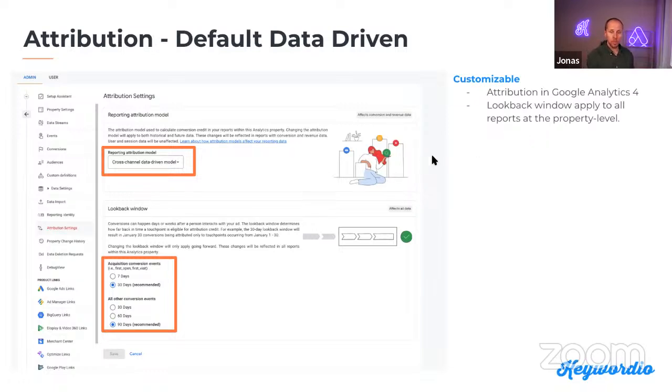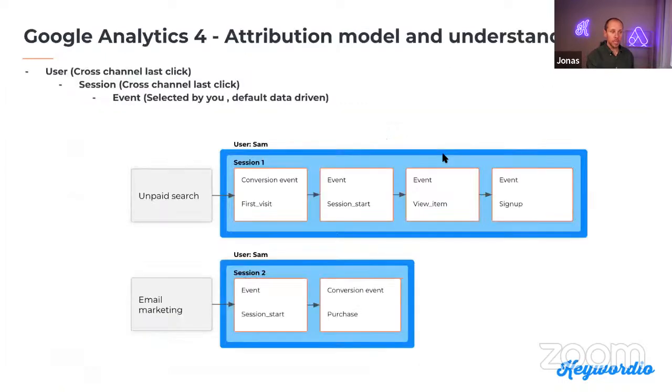What many people don't know at all is that Google Analytics 4 has different scopes. For example, you can look at users, sessions, and events. And actually it uses different attribution models for different parts here. If you look at users, you can't change the attribution model here. It will use cross-channel last click. End of discussion. Session, the same. Events, that is the one that you are affecting.